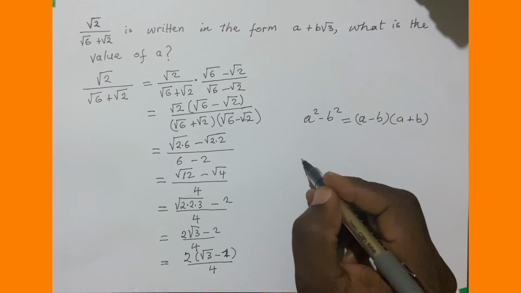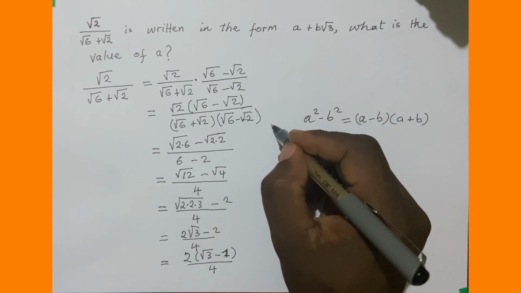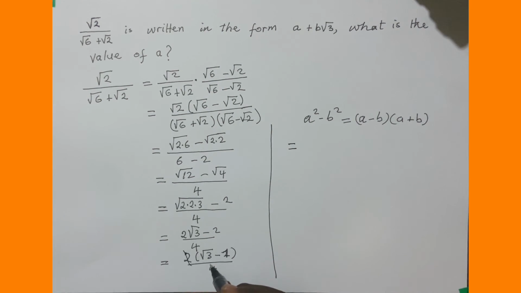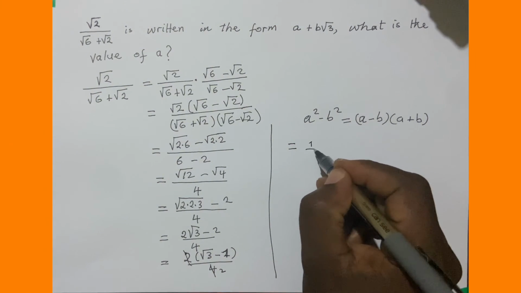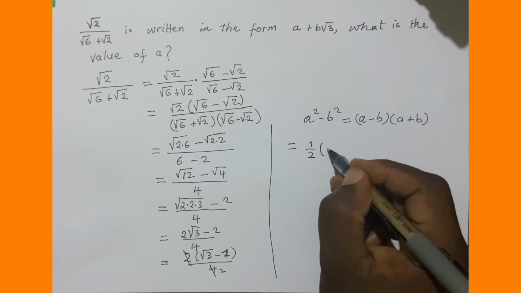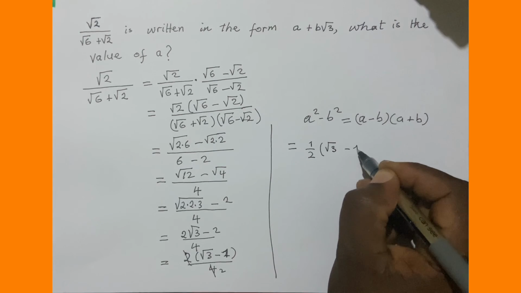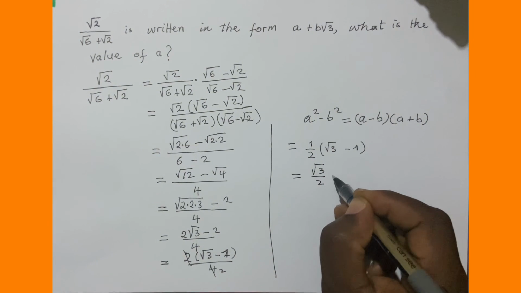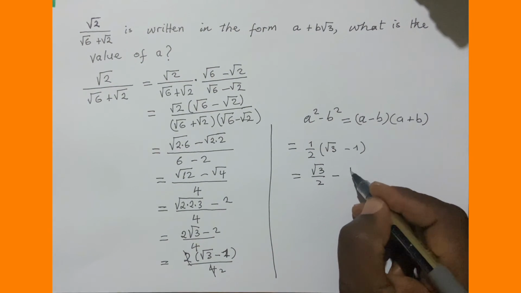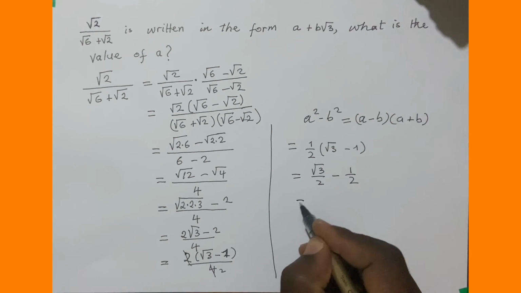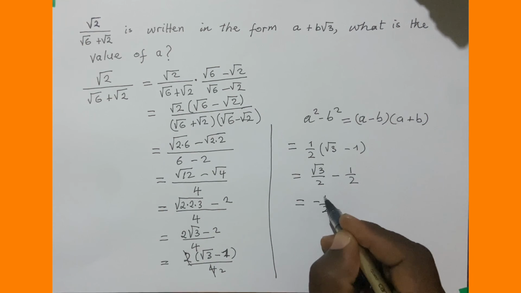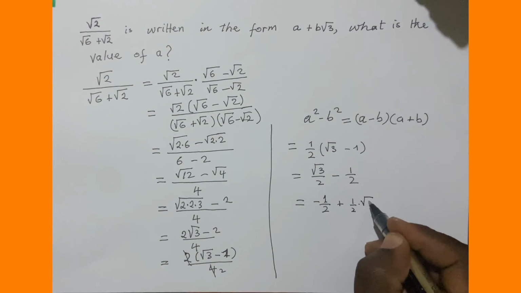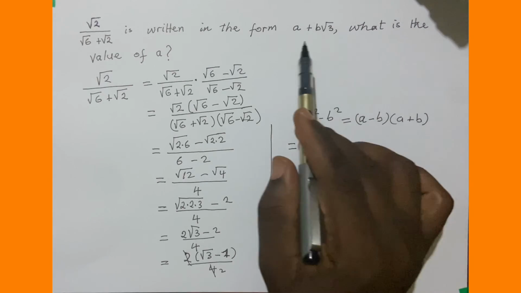I'll continue this way. So this will be equal to, let me draw a line here. So this will be equal to, these 2 will cancel, this 2 times 1 over 2 times root 3 minus 1, which we can write as root 3 over 2 minus half, which I'll rewrite as minus half plus half times root 3. I just want it to be in this form.